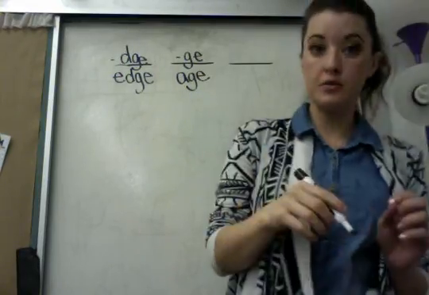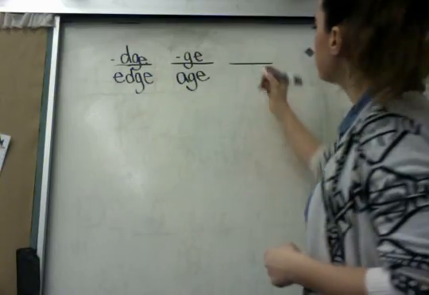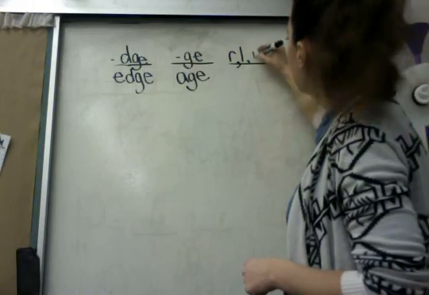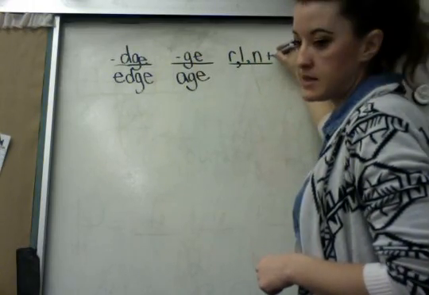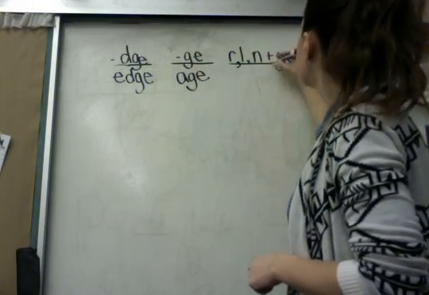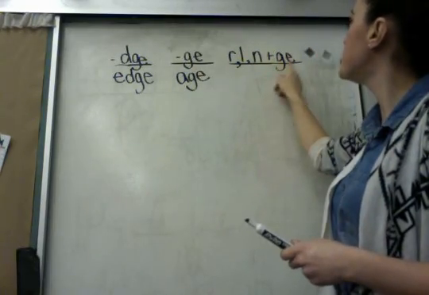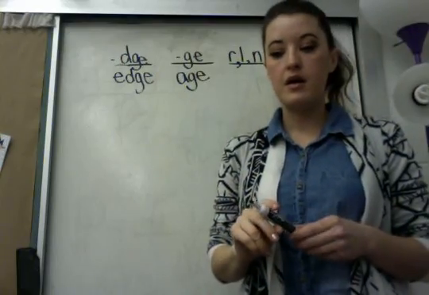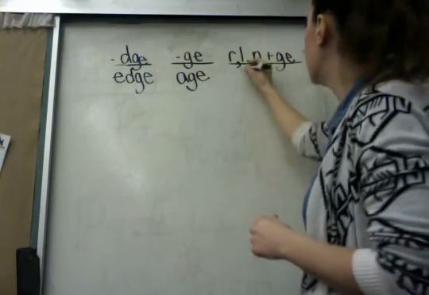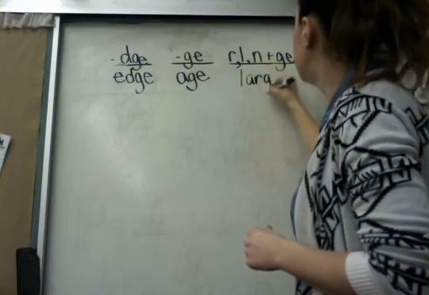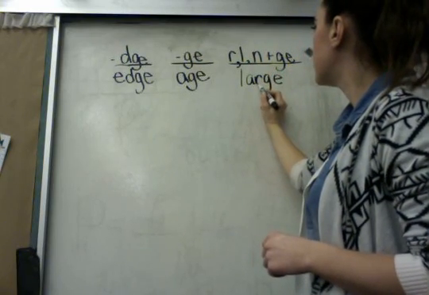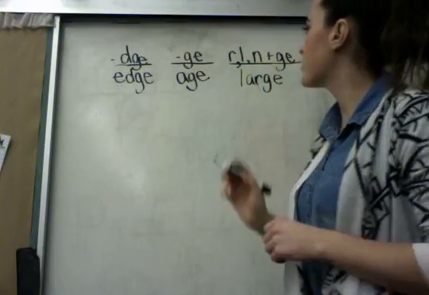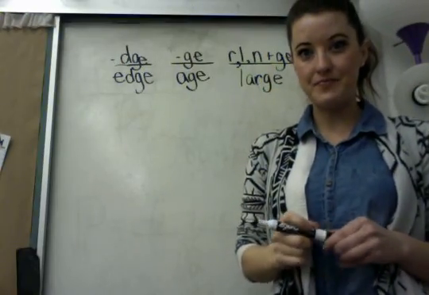And the next one looks a little bit confusing, but it's pretty easy. All you have to look for is an R, an L, an N, plus the G-E at the end of the word. So it's going to be R-G-E, L-G-E, or N-G-E, like in the word large. R-J. So as you see, I see my R right here. So I know that this is going to be in my third pattern, large.